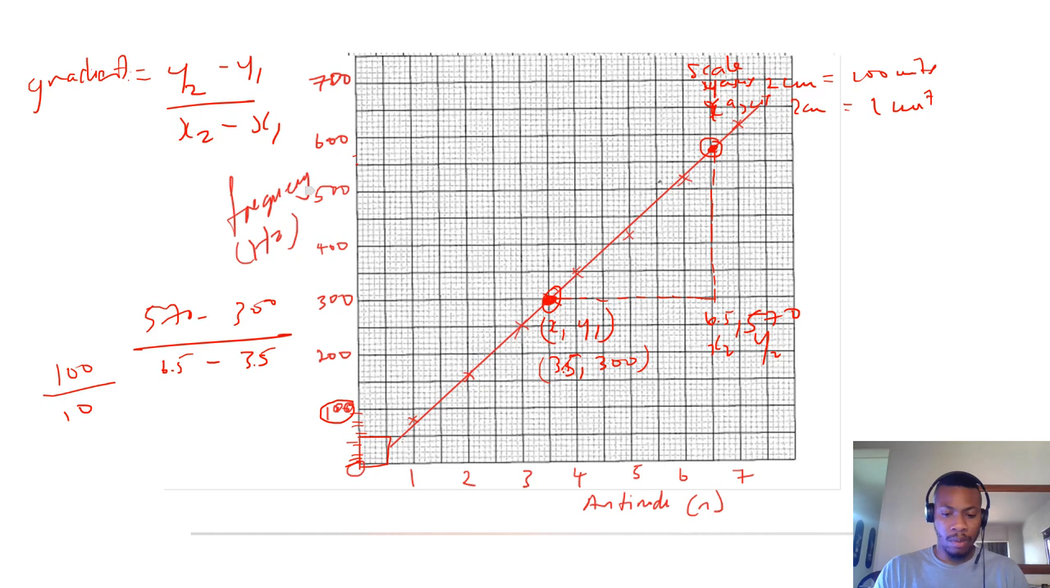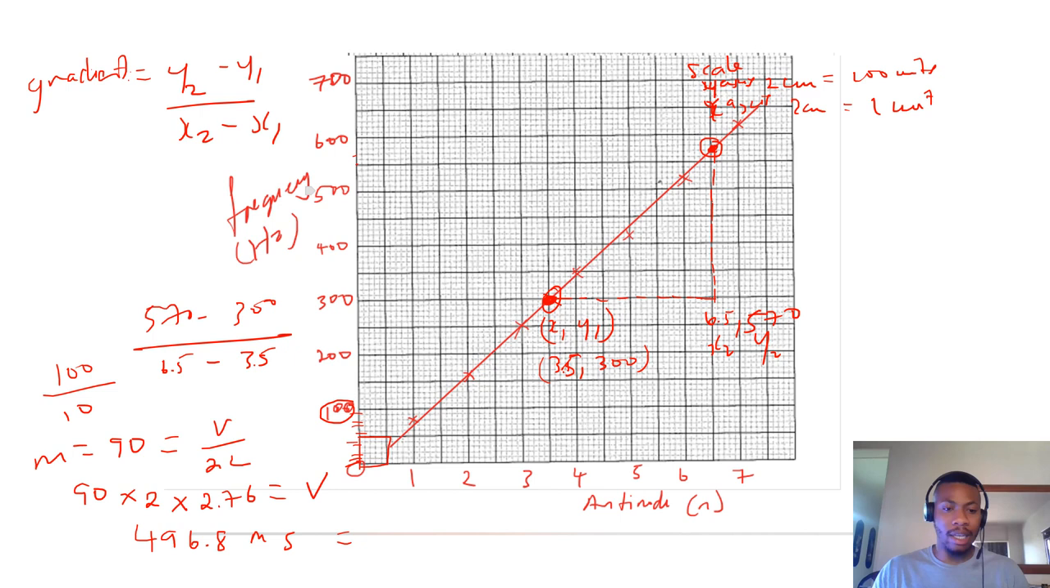So at the end of the day, I found out that my gradient M is equal to 90. And remember, we said that our gradient is equivalent to V over 2L. So what I can do now is say 90 times 2 times 2.76 is equal to the velocity of the sound wave. Let's quickly compute that. I'm getting a value of 496.8 meters per second. In your case, you should write it like this: ms to the minus 1. And that is your unit for the speed.